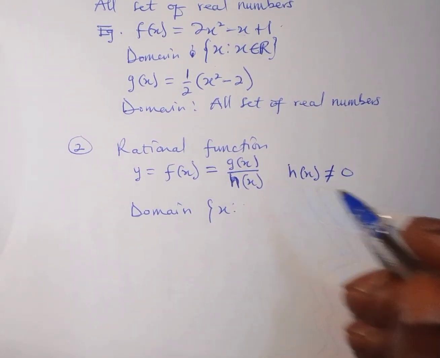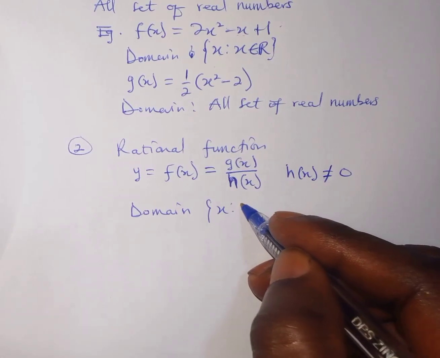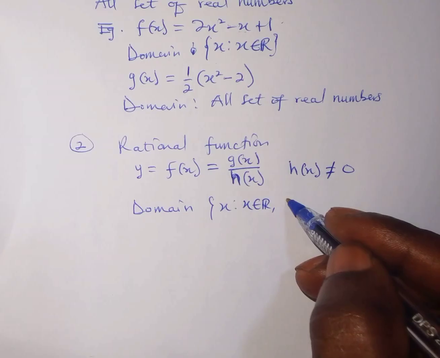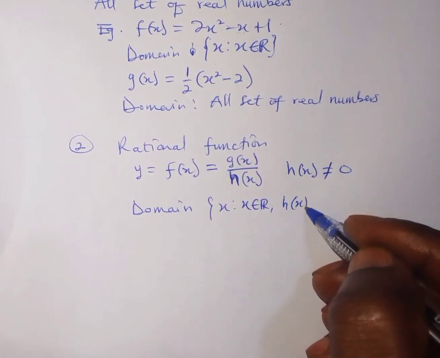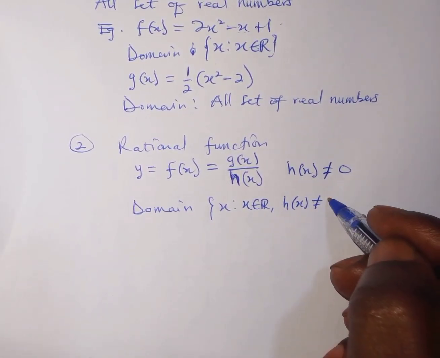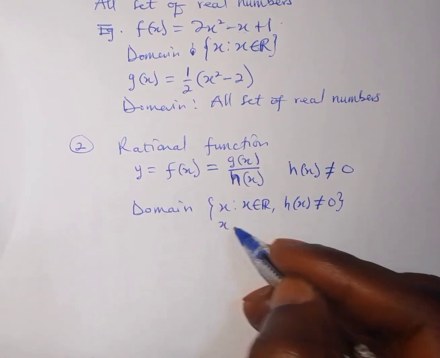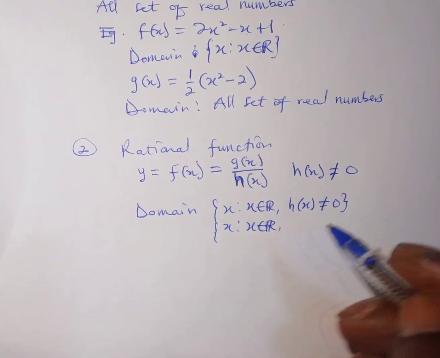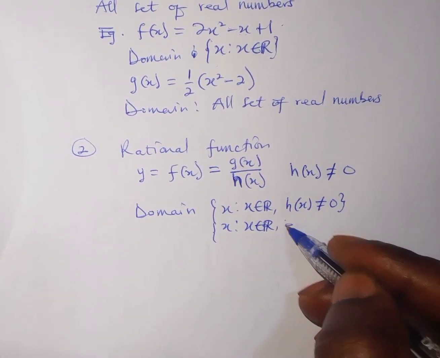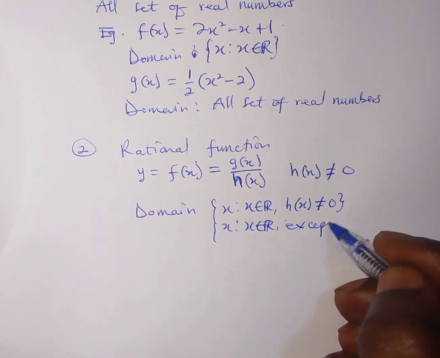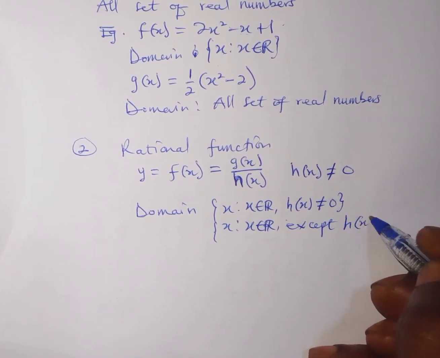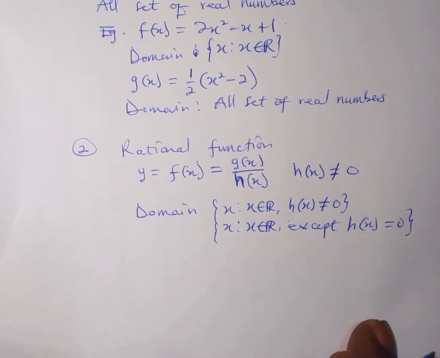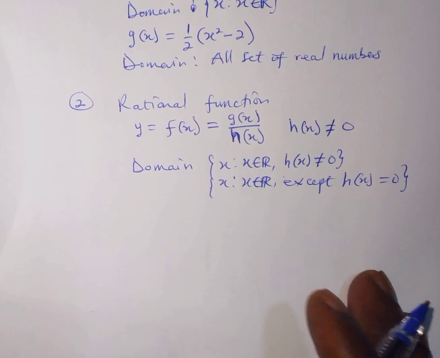So we can say that we have x belongs to all set of real numbers, then we have h(x) shouldn't be equal to 0. Or you can say x is such that x belongs to all set of real numbers except h(x) is equal to 0. Okay, good. So that is the domain of a rational function.